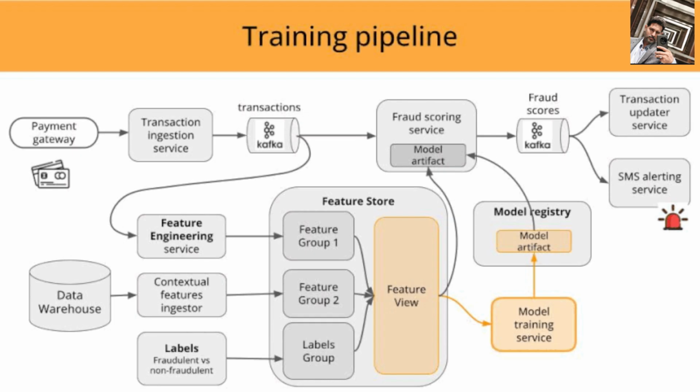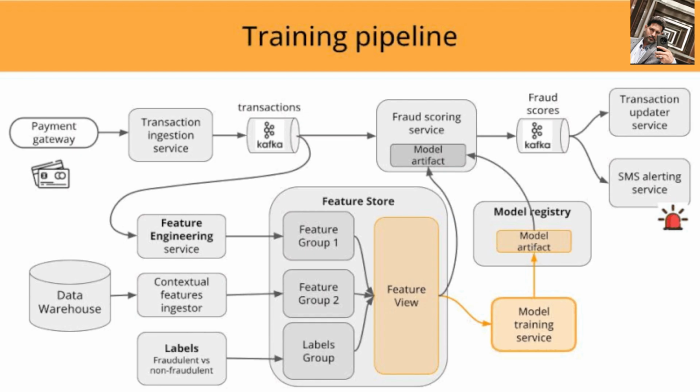Our story begins with the lifeblood of any financial system, transactions coming in through the payment gateway. Think of every purchase, every transfer, all that data flows into our pipeline. Next, these raw transactions land in the transaction ingestion service. This service is responsible for taking in this continuous stream of data and preparing it for further processing.